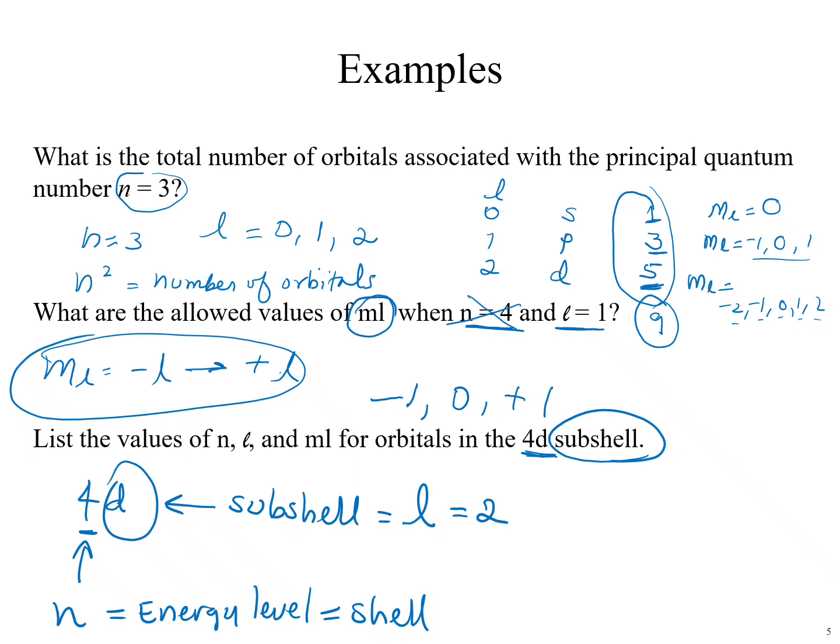So for this question, the numerical value of n is 4. It's the number that you have right there listed. The numerical value of L is given by the type of orbital. We did that right here. When the numerical value of L is 2, you have a d orbital. Now, to find out the possible values of m sub L, you need to know the value of L, which is 2.